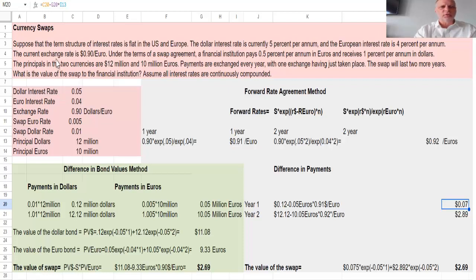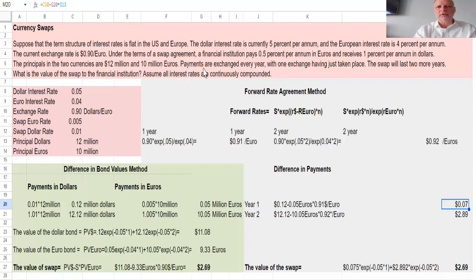The current exchange rate is $0.9 per euro. Under the terms of the swap agreement, a financial institution pays 0.5% per annum in euros and receives 1% per annum in dollars. 0.5% per annum in euros, 1% in dollars. The principals of the two currencies are $12 million and 10 million euros. $12 million, 10 million euros.